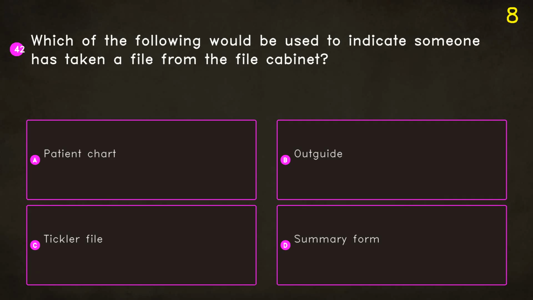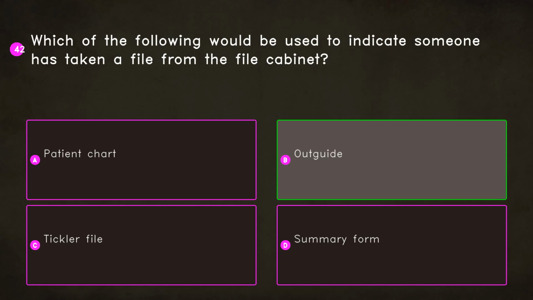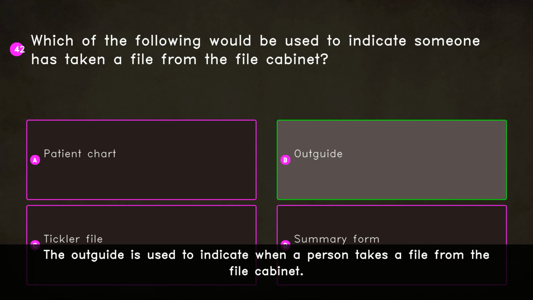Question 42. Which of the following would be used to indicate someone has taken a file from the file cabinet? A. Patient chart, B. Outguide, C. Tickler file, D. A summary form. The correct answer is outguide. The outguide is used to indicate when a person takes a file from the file cabinet.